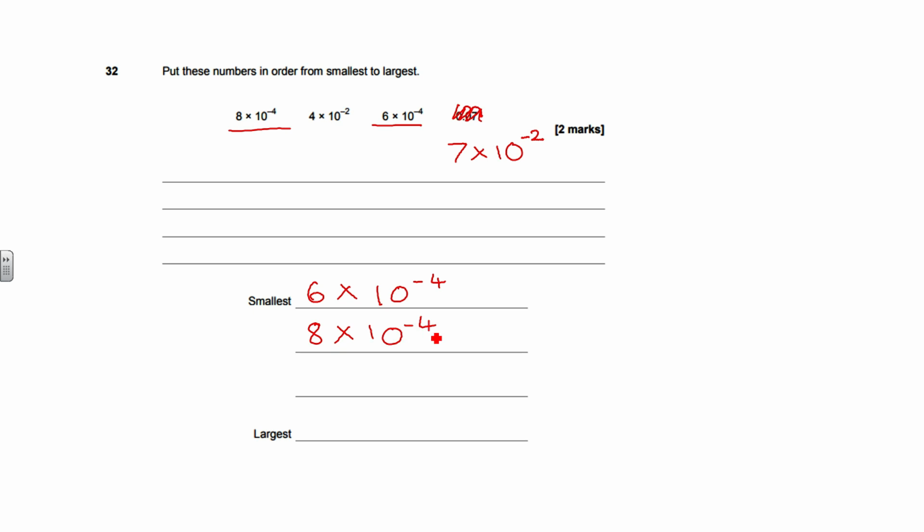The smaller the power of 10, the smaller the number. Unless there's negative involved, thankfully there's not. So then I've got 2 which have got a power of minus 2. The 4 times 10 to the minus 2 is smaller than the 7 times 10 to the minus 2, which was 0.07. That's given it in the format that they've given it to us.